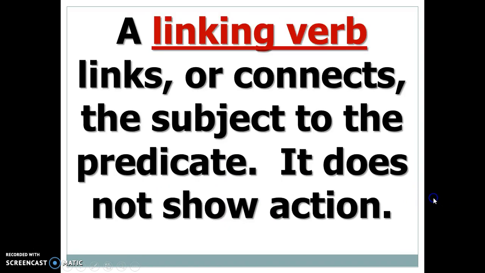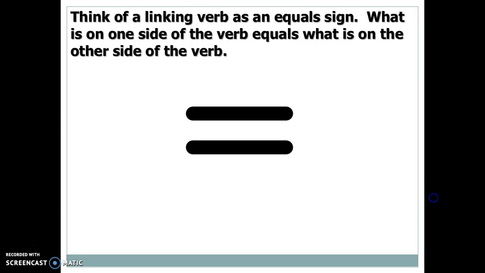All right, let's move on. Close that action verb flap and open the linking verb flap. And under definition, write links or connects the subject to the predicate, or excuse me, to the object. That should not say predicate, it should say object. So sorry, there's a mistake I made. It does not show action. They're the hard verbs to find because they don't look like verbs.